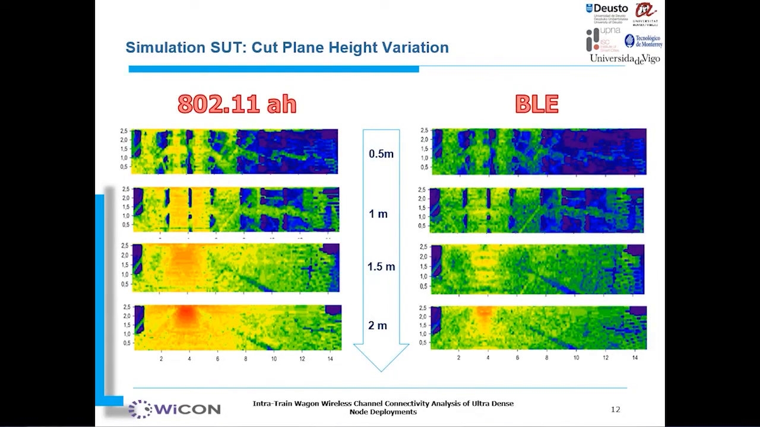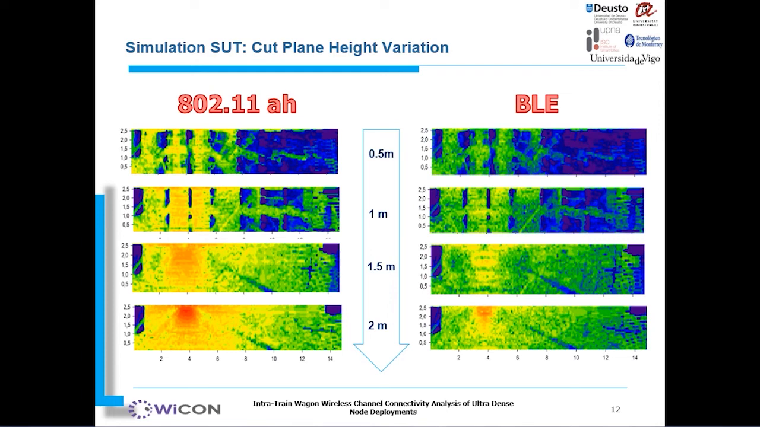We have also analyzed, as I said before, the impact of variations in the height of analysis, which basically states which plane is going to contain the receivers. Here we have two examples provided for different cut plane heights spanning from 0.5 meters up to 2 meters.